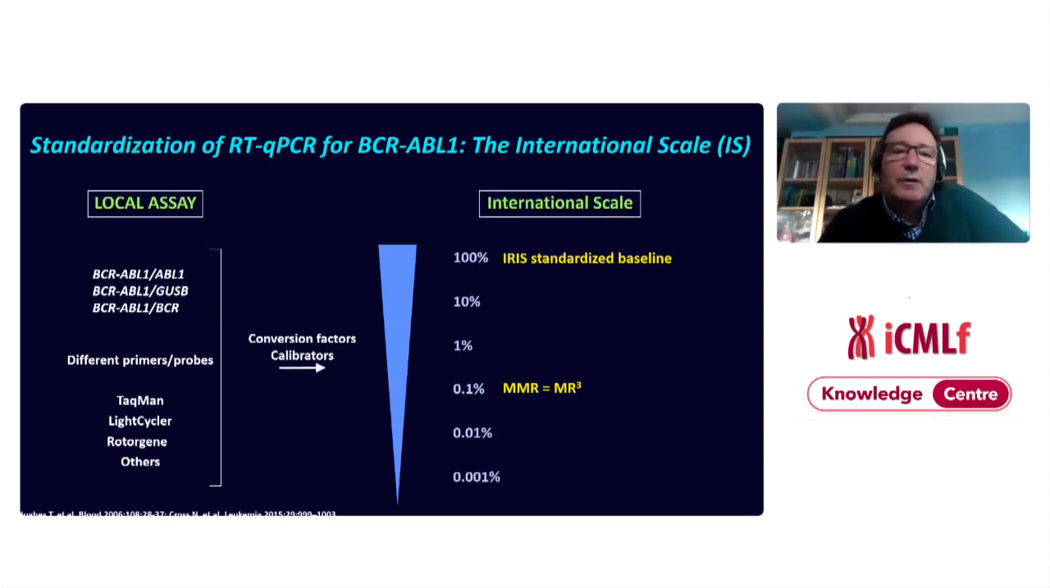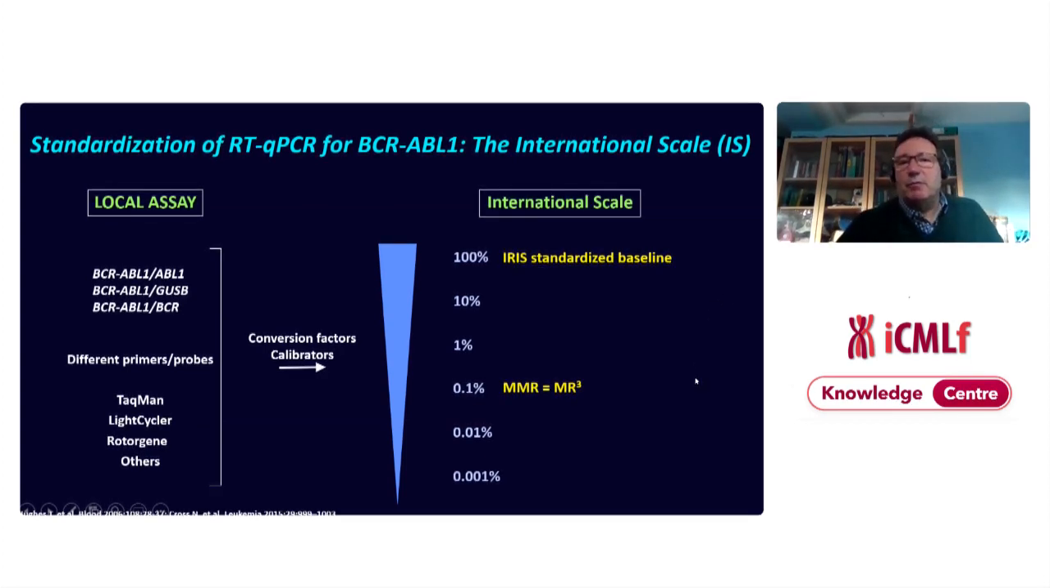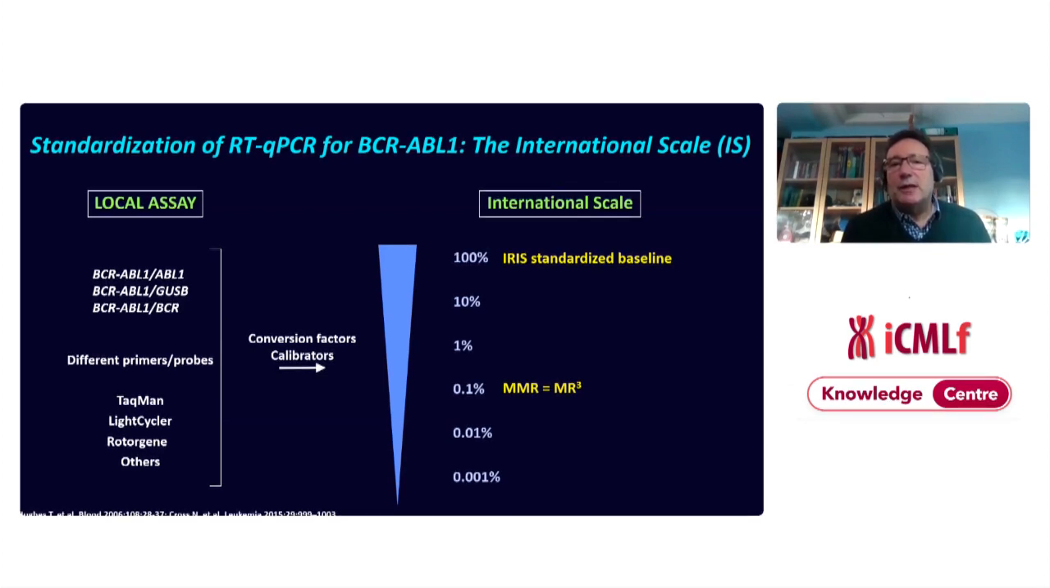This is the international scale. You have local assays, you may have different reference genes, different bits of kit. Through the use of laboratory-specific conversion factors or the use of calibrated kits or systems, you convert to the international scale, which should be more comparable between centers. The international scale is expressed as a percentage, starting at 100% at the top. Very importantly, this 100% is a standardized baseline that was derived in the IRIS trial. It's not the level of disease in each patient prior to treatment.